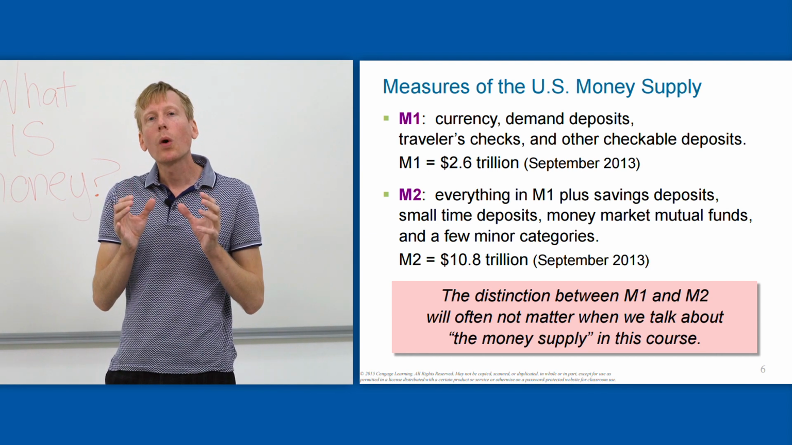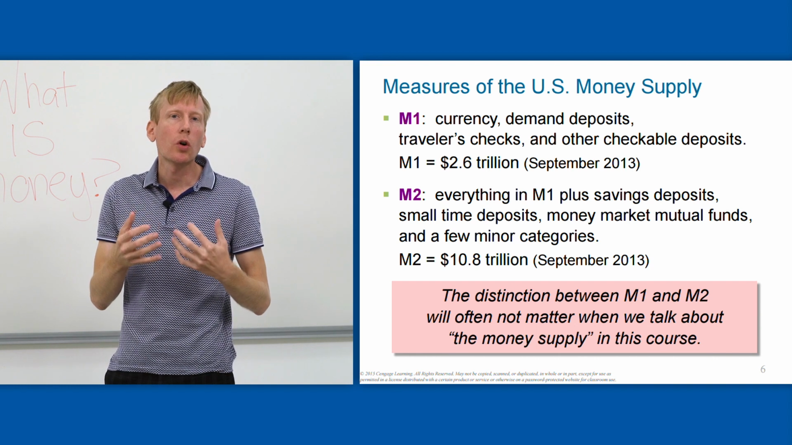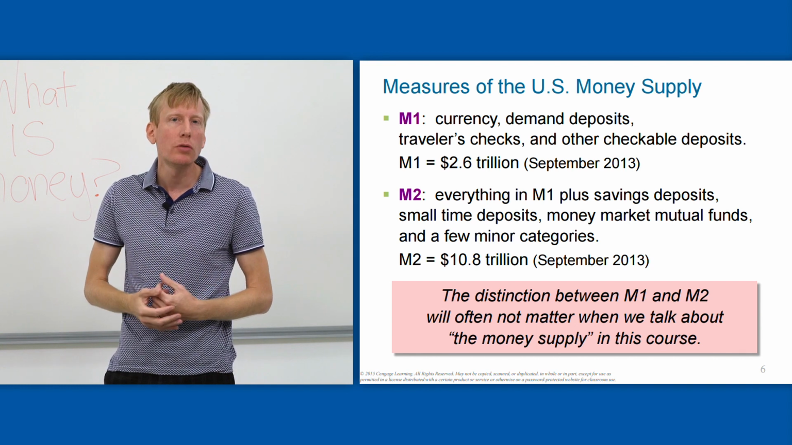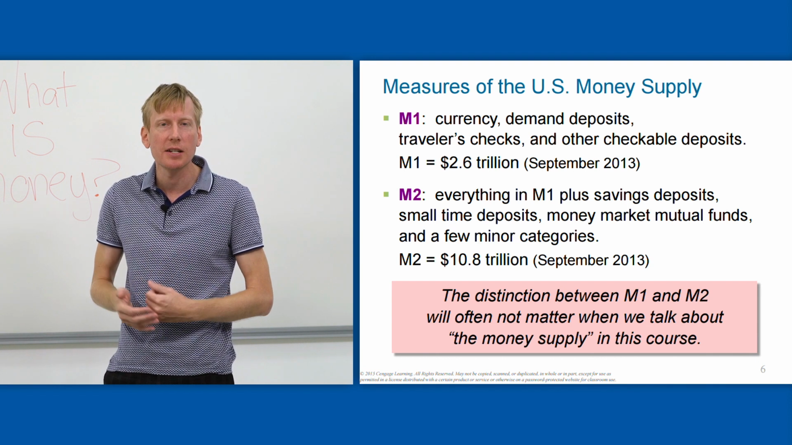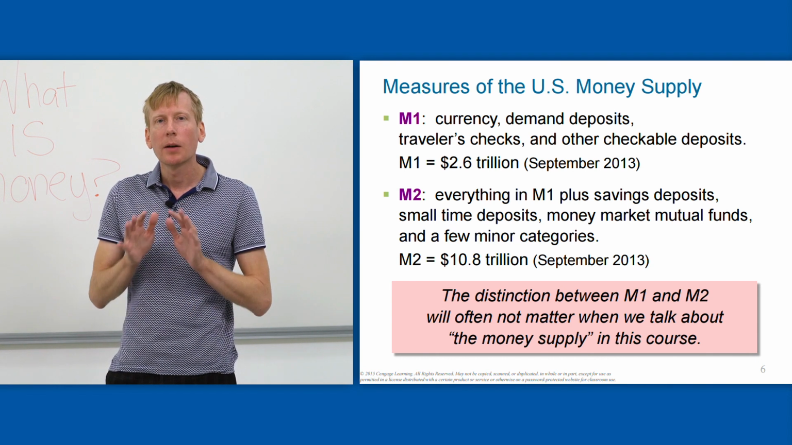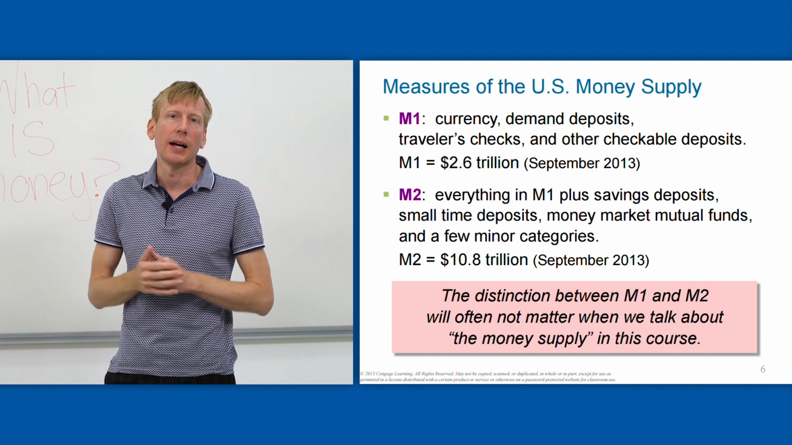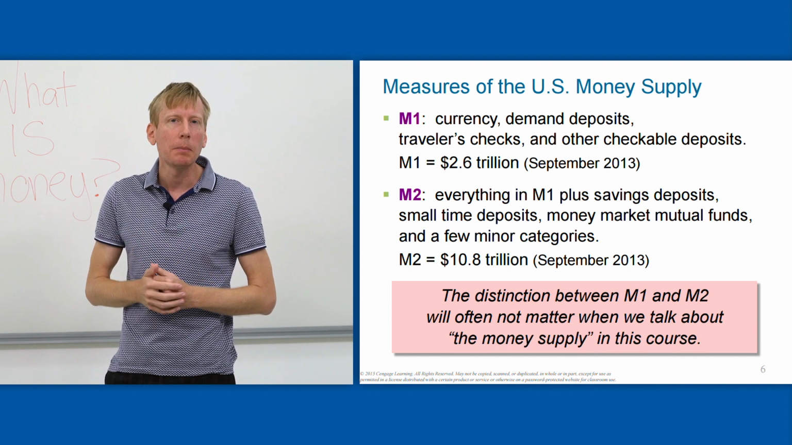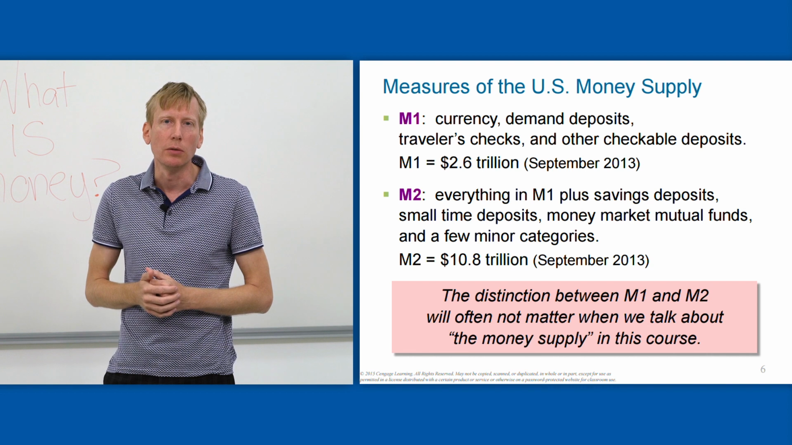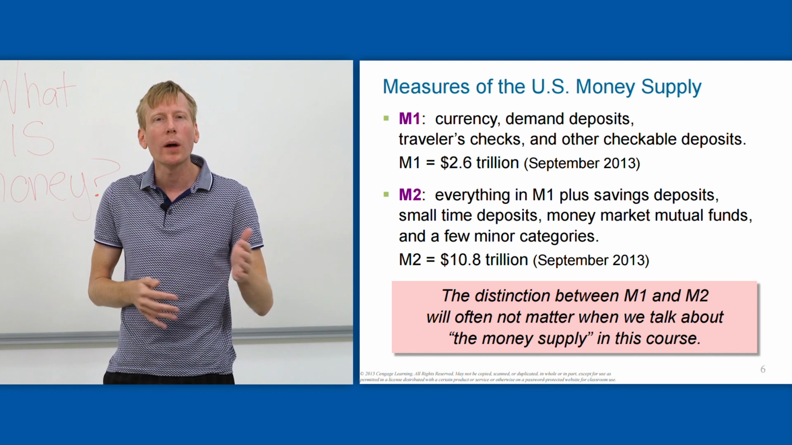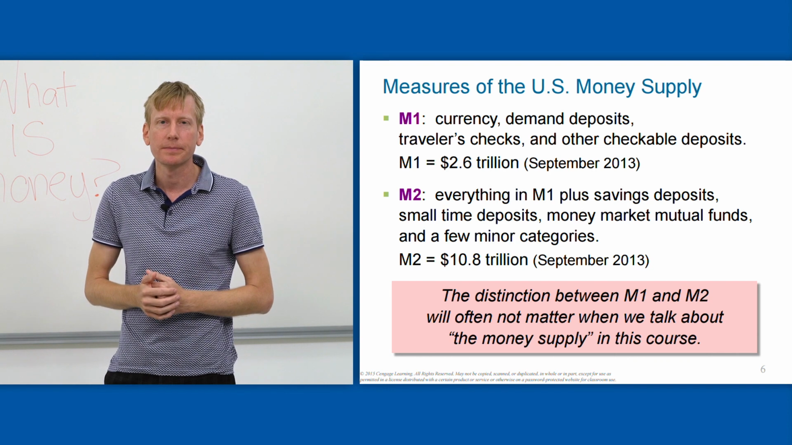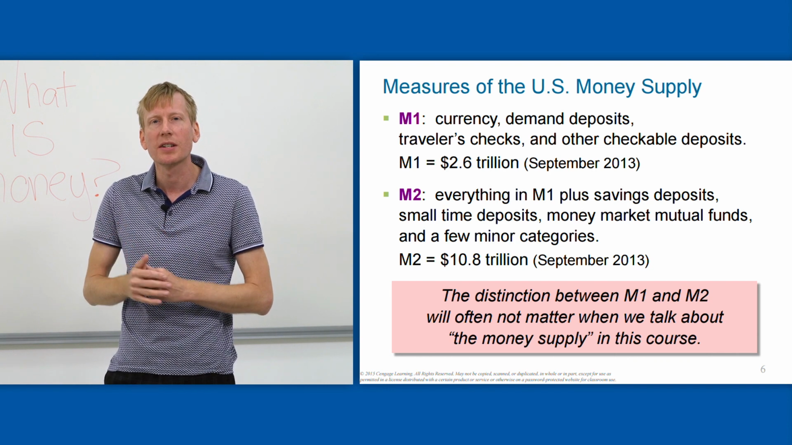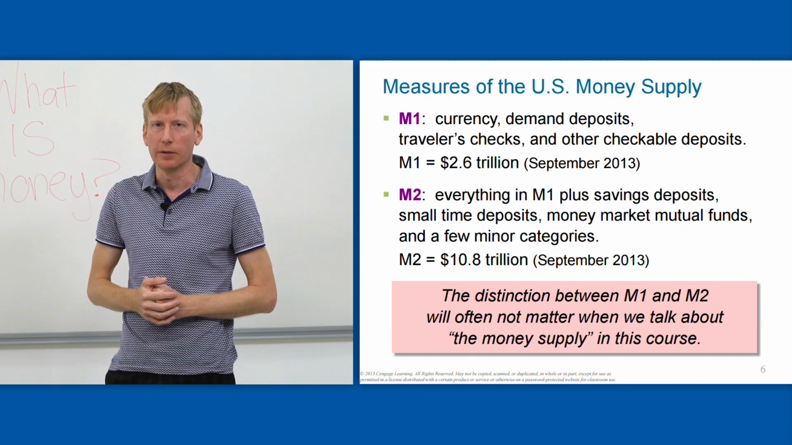Now, M1 is only about 1/4 of the size of M2, as there's a lot of money in these money market mutual funds and savings deposits and things like that. But when we talk about money supply, we're not going to really draw any meaningful distinctions between the two. We won't say whether this is an M1 or an M2 measure. We'll treat them as almost interchangeable. Because the last you'll hear about M1 versus M2 is really right here.